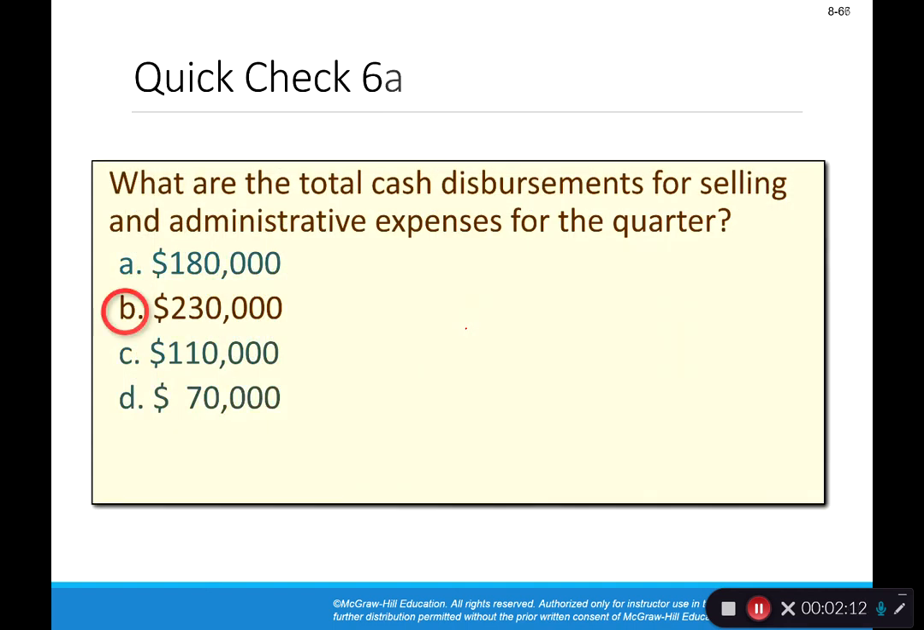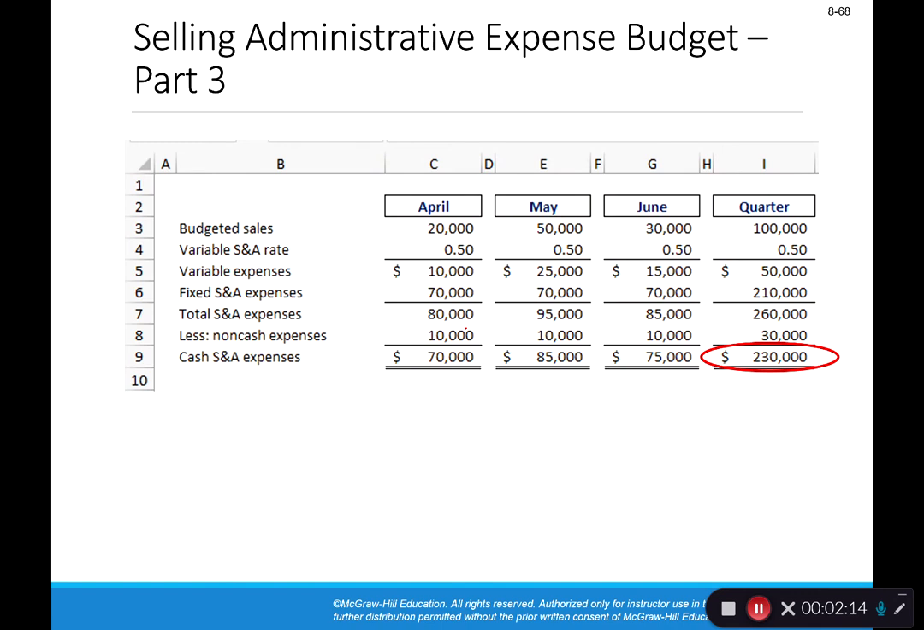If you did it right, you should have got 230,000, which is what you get when you fill in the May and June columns. Because these are expenses, to get the quarterlies, you add them across. So 20, 50, and 30 is the 100. The variable is 10, 25, and 15 for a total of 50. The fixed is 70, 70, and 70 for 210. Add that up, you get 260 minus the 30,000 in non-cash, which is 10,000 in depreciation each month, gets you your cash disbursements of 230. Just following the rules, following the assumptions.